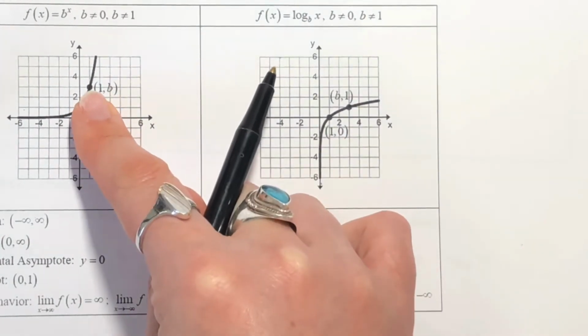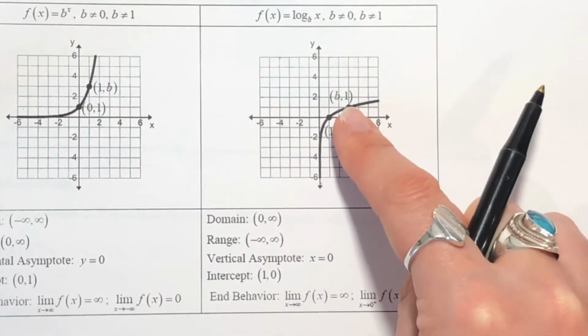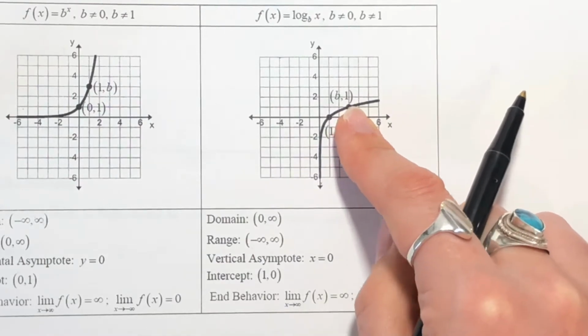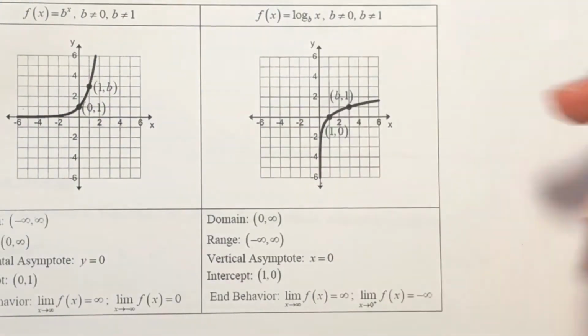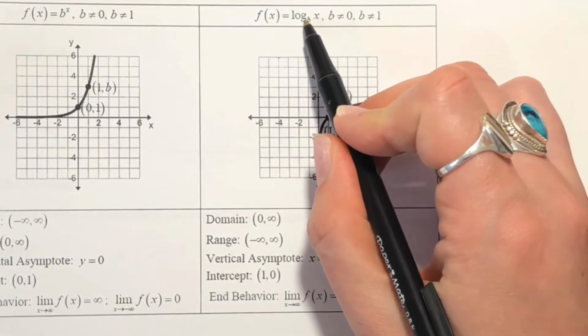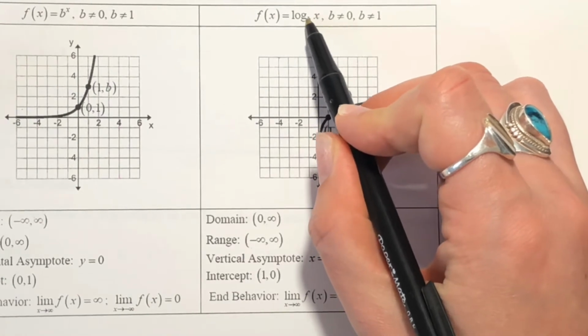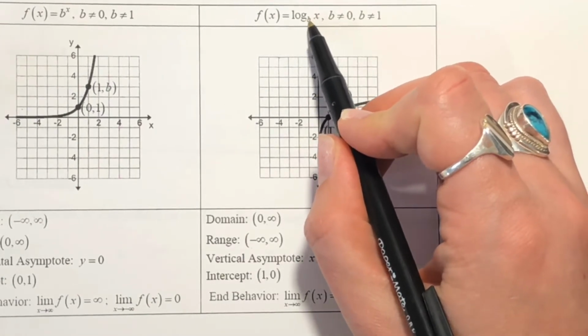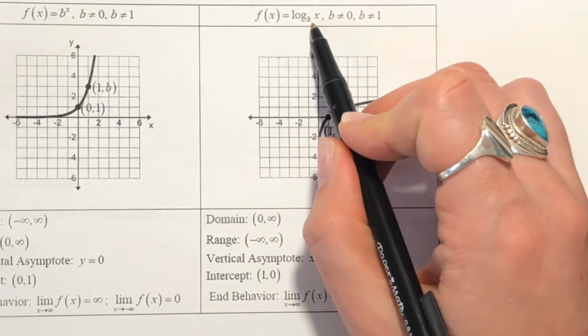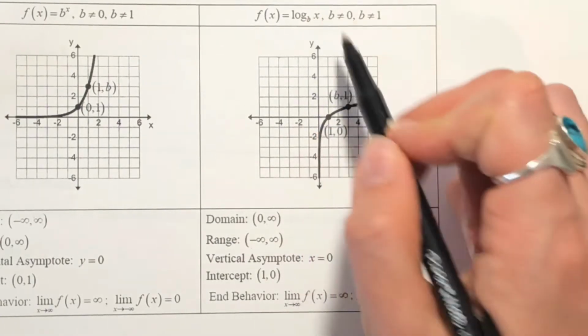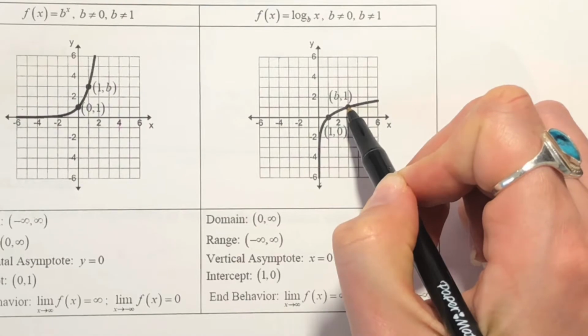And instead of being at 1 comma b, this one will be at b comma 1. So if we look at the actual equation for a log, we have the log with this little subscript right here. This is what we call the base of the log. So we use the letter b to represent it. Whatever this number is will be this x value for this point.